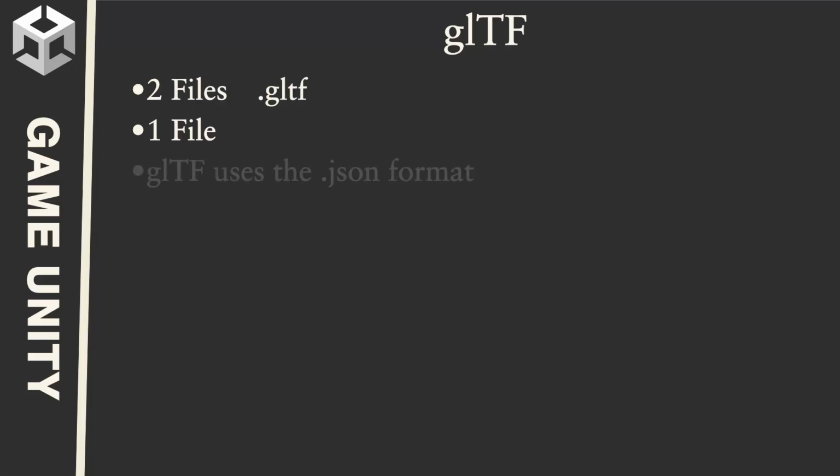glTF supports two main file configurations. The default distribution of a glTF file will contain two files. It can also be distributed as a single file, although I would not actually recommend this. When we distribute this as two files, the first file will have a glTF extension. This is a human-readable file and is essentially a JSON file.